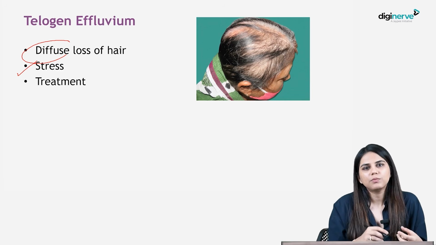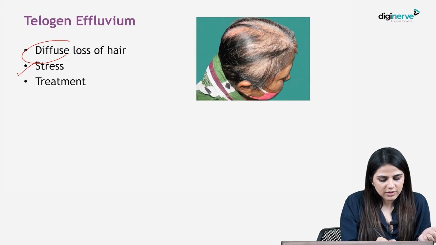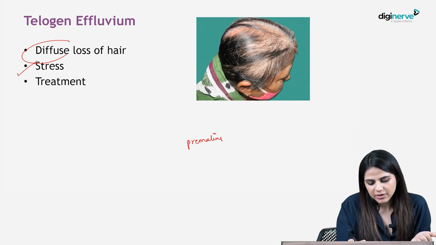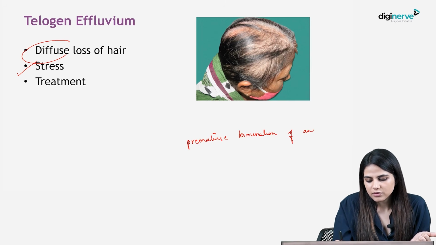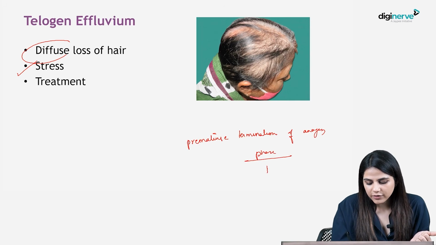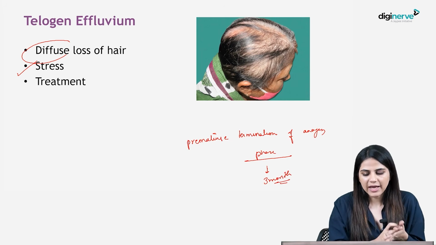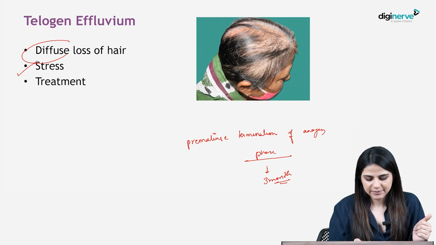It leads to premature termination of anagen phase. So the key word here is premature termination of anagen phase. And after 3 months, the hair loss is seen. Anagen phase does not get enough nutrition and the hair falls off. We will discuss the treatment in the subsequent slides.